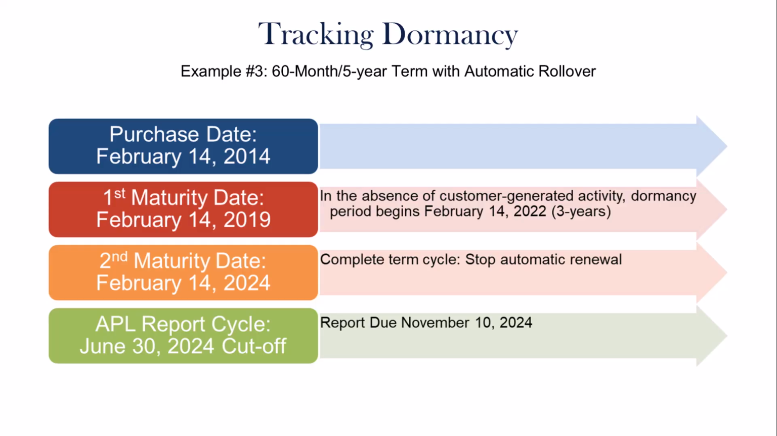Let's look at one last example where the time deposit was purchased on February 14th, 2014, with a 60-month term and automatically rolls over. The first maturity date in this example is February 14th, 2019, making the dormancy date February 14th, 2022. Since the dormancy date is in the middle of the term cycle, stop automatic renewal when the term completes on February 14th, 2024. The report cycle would be for the June 30th, 2024 cutoff date with a report due on November 10th, 2024.